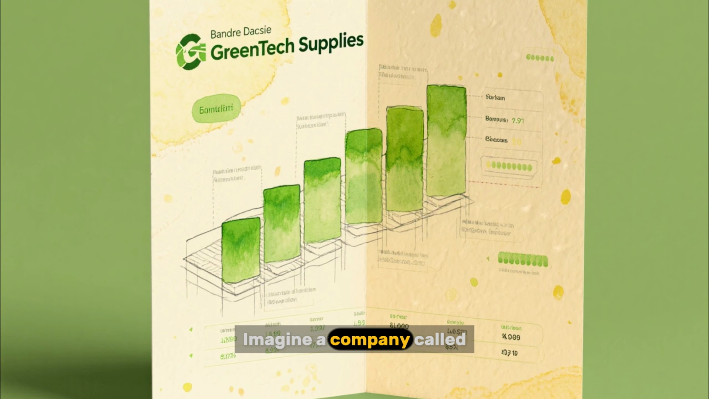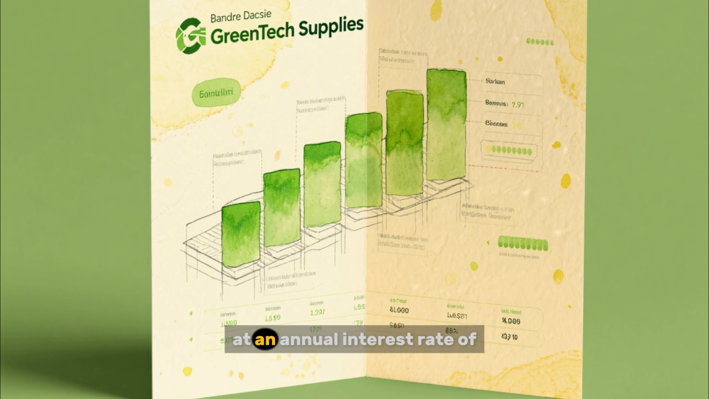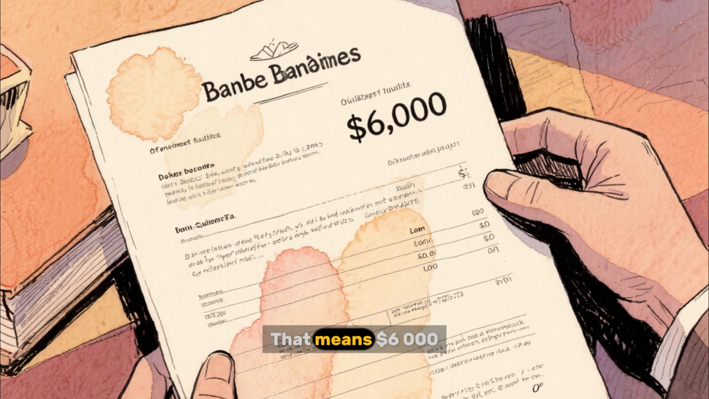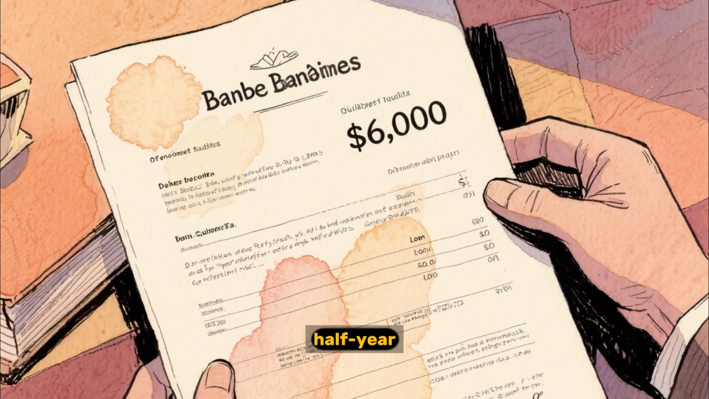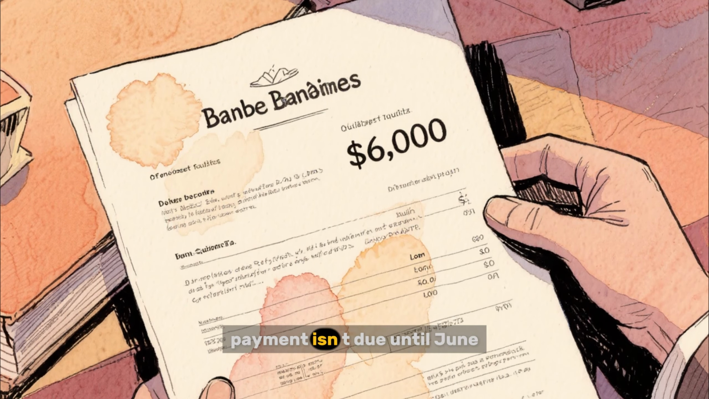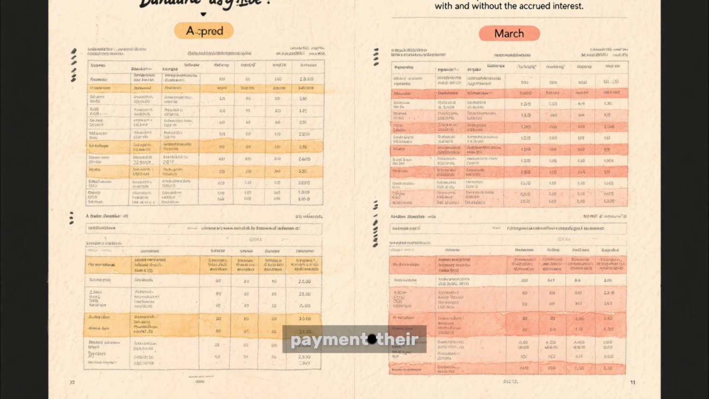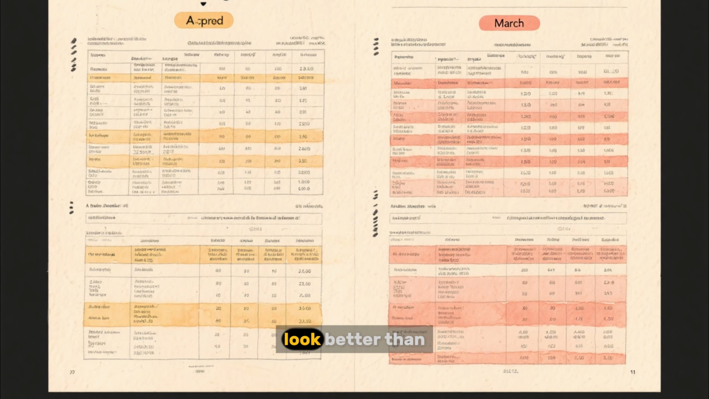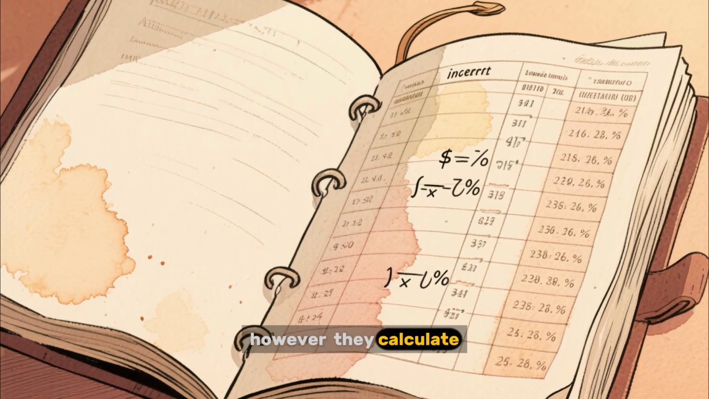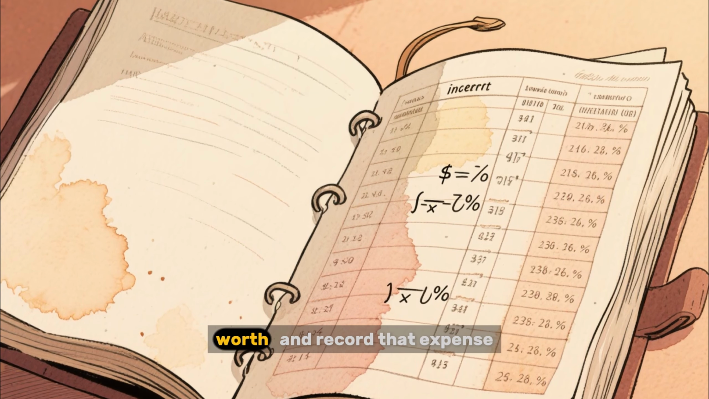Imagine a company called Green Tech Supplies. They take a short-term loan of $120,000 at an annual interest rate of 10% with payments every 6 months. That means $6,000 of interest is due every half year. Now, GreenTech's fiscal year ends in March, but their next interest payment isn't due until June. If they waited until June to record that $6,000 payment, their March financial statements would look better than they really are. Under accrual accounting, however, they calculate the amount of interest that is already accumulated by March, 3 months' worth, and record that expense right away.